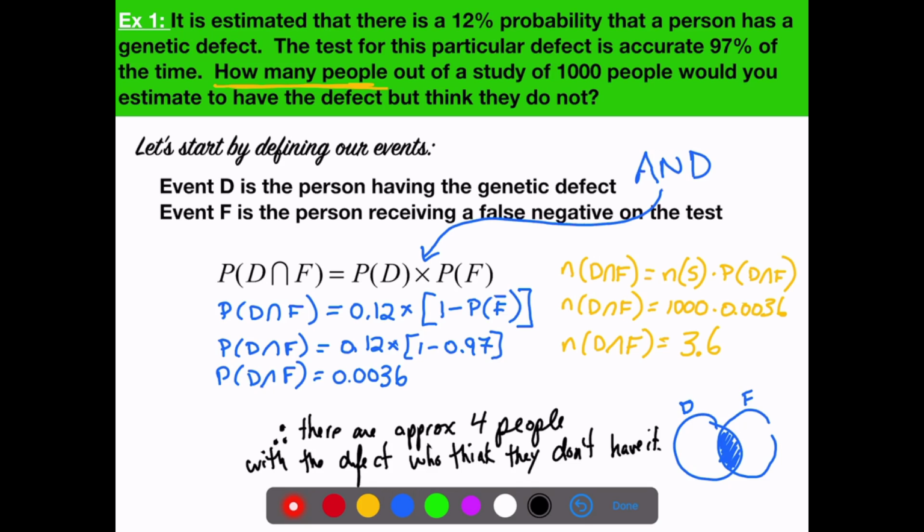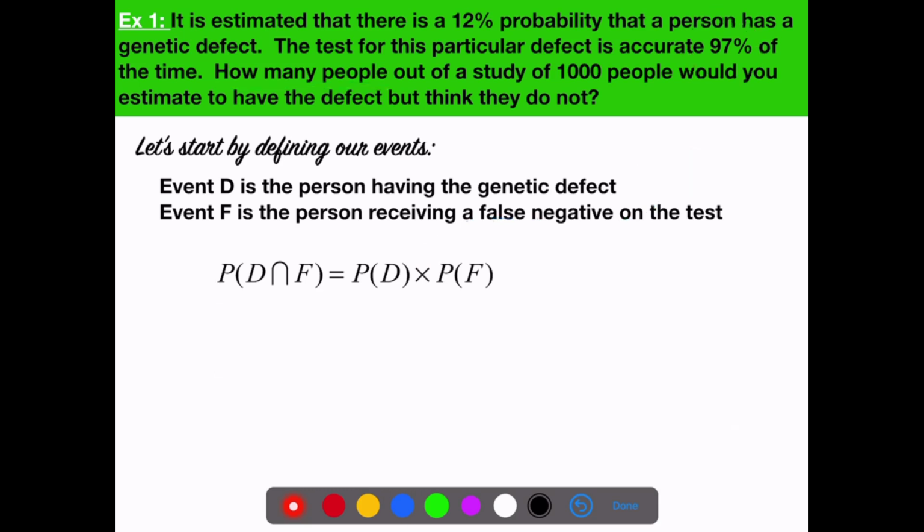Okay, moving on to the next question. Oh, actually, I want to talk about, this is independent. Because whether or not they have the genetic defect or not, this 97% is always 97%. This accuracy of the test doesn't know whether the person has the defect or not, okay? It doesn't change. It's always 97% accurate.